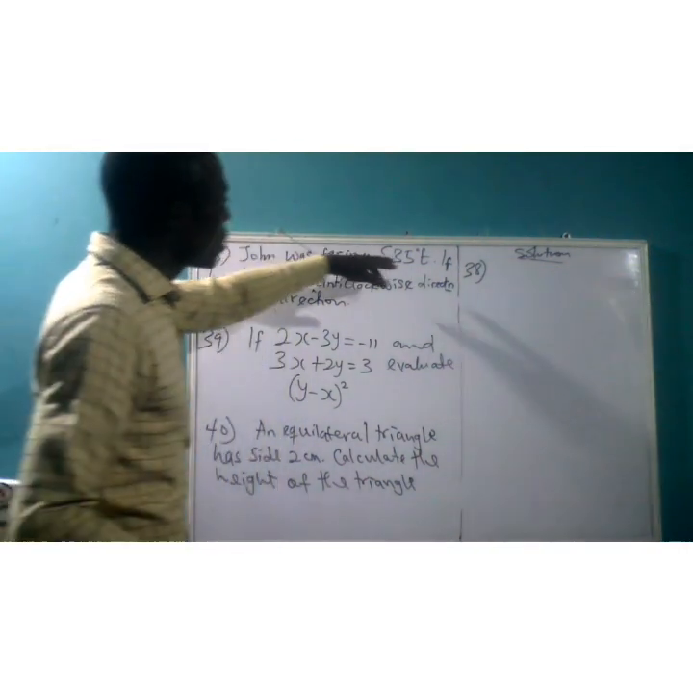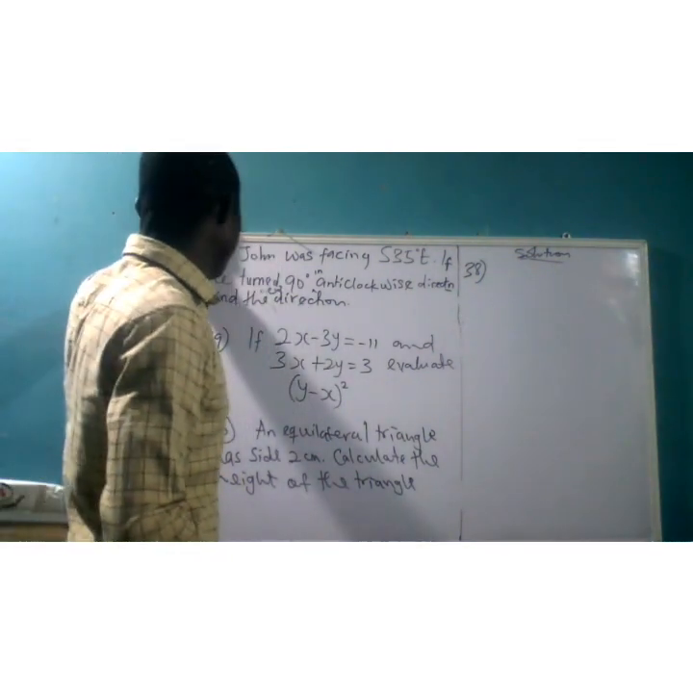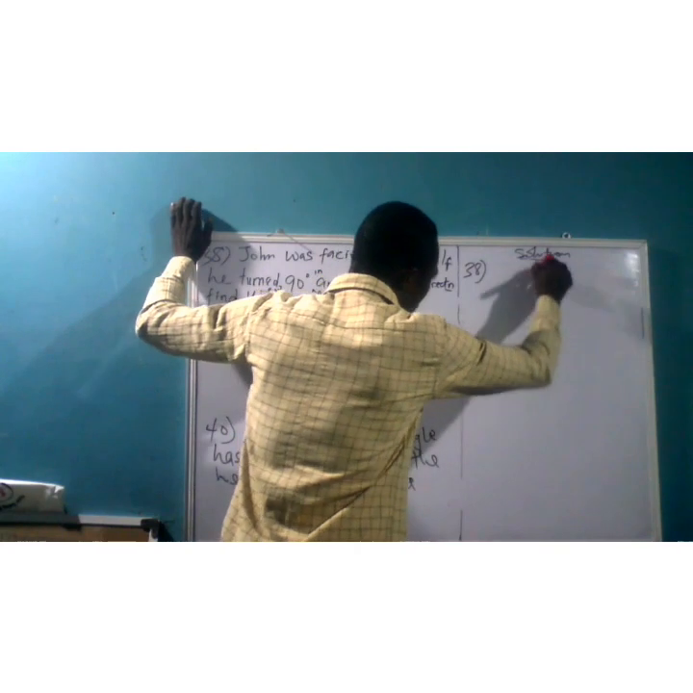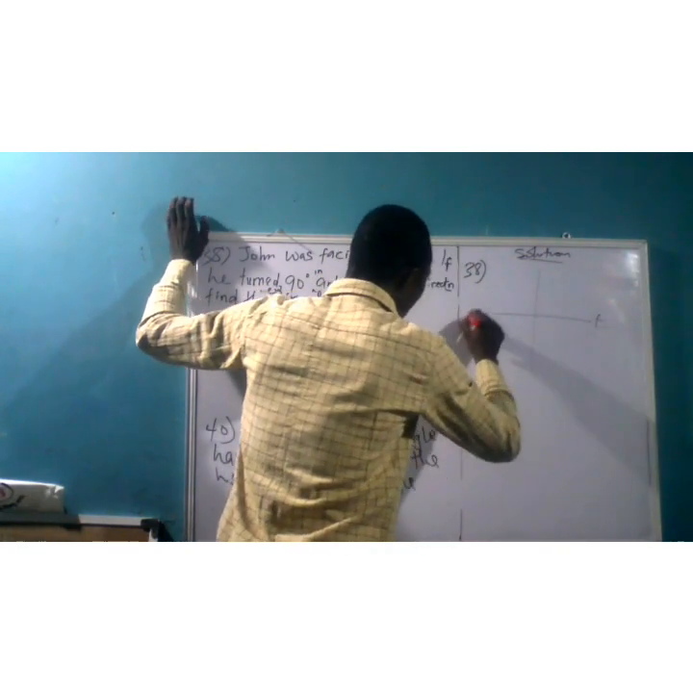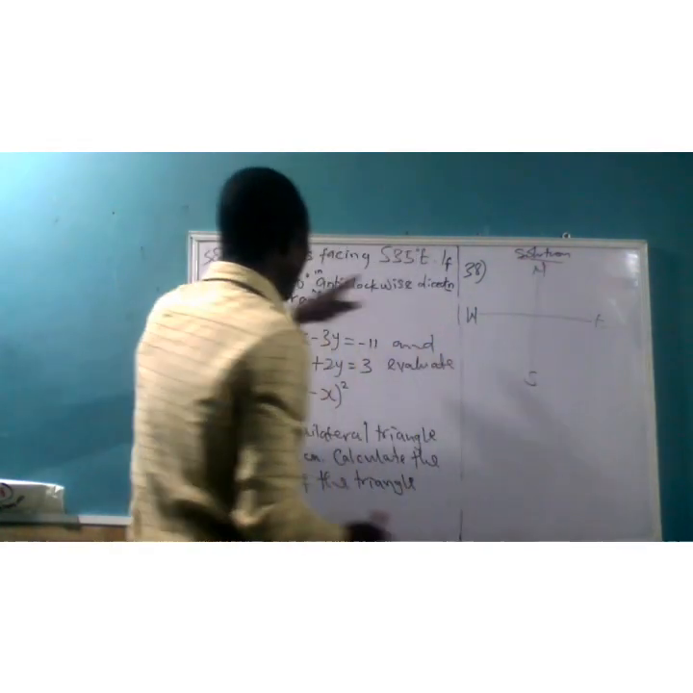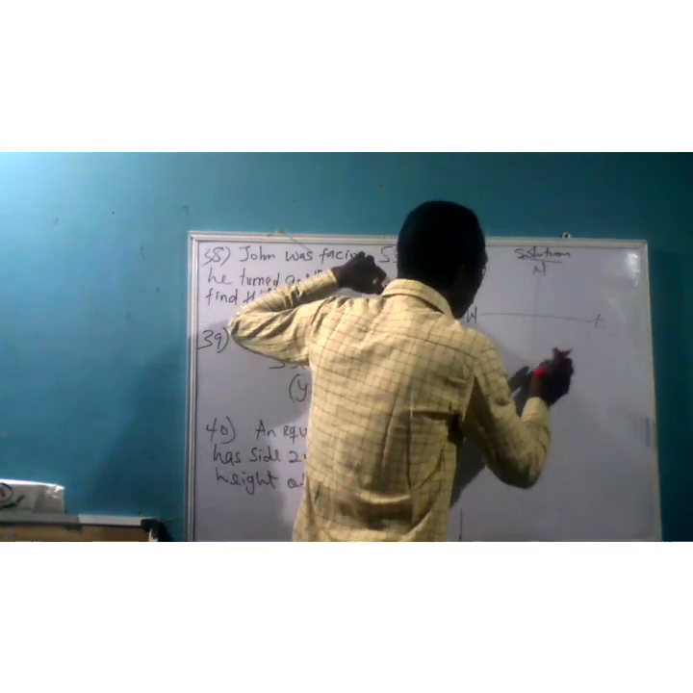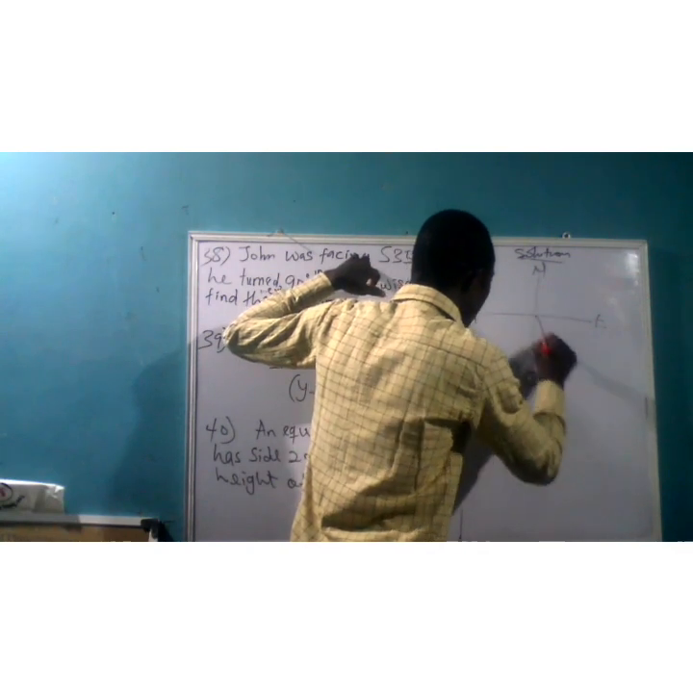John was facing south 35 degrees east. If he turned 90 degrees in anti-clockwise direction, find the new direction. The first thing we do is to draw our cardinal points, and we have it like this. Then we have east, west, south, north. We are told that he was facing south 35 degrees east. South 35 degrees east is measured from south towards east by 35 degrees, and that's somewhere here.